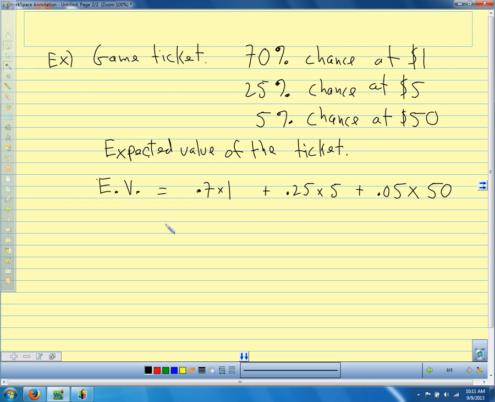So when I multiply this out, 0.7 times 1 is just 0.7. 0.25 times 5 is 1.25. 0.05 times 50 is 2.50. And my total expected value, when I add those all together, comes out to be $4.45.